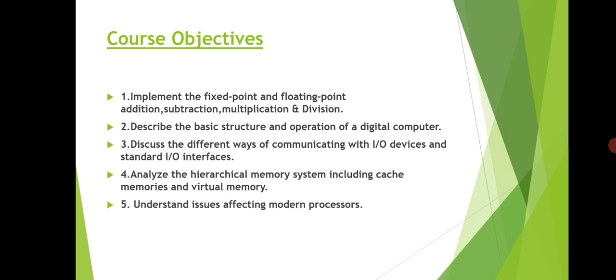In our subject, the first course objective is to implement fixed point and floating point addition, subtraction, multiplication and division. What do you actually mean by this? When you go to your system computers, you type some numbers to perform addition, subtraction, multiplication or division, and you get the results on your system. It can be normal fixed point or it can be floating point.